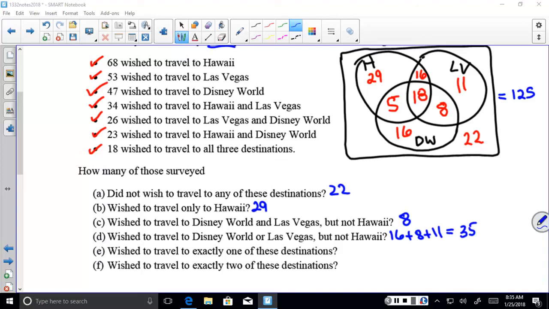Okay, because that "or" means one or the other or both. So that only narrowed it down to those 2 circles there. How many wish to travel to exactly one of these destinations? So they either wanted to go to Hawaii only, or Vegas only, or Disney World only.